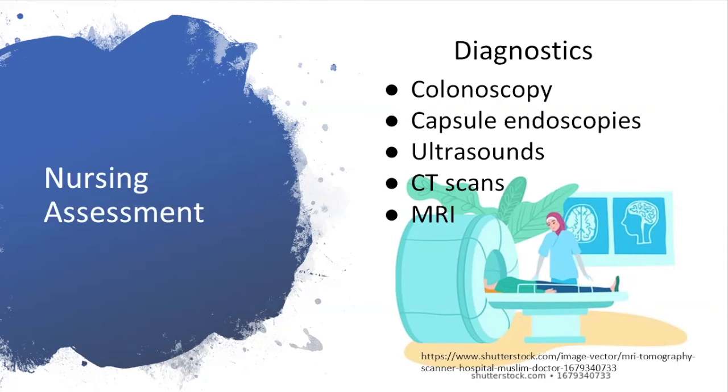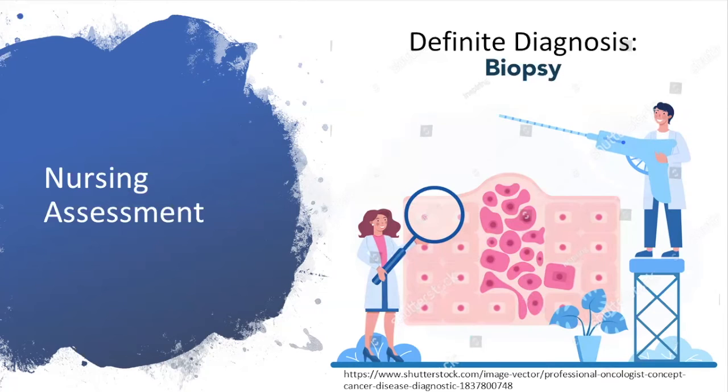For a CT scan and an MRI, the nurse should ask the patient if they are allergic to a dye that must be injected into a vein. Specifically for an MRI, asking the patient if there are any metals in their body is important. But to make a definite diagnosis of the disease, a biopsy is needed. This is done by removing a small amount of tissue and examining the cells under a microscope.